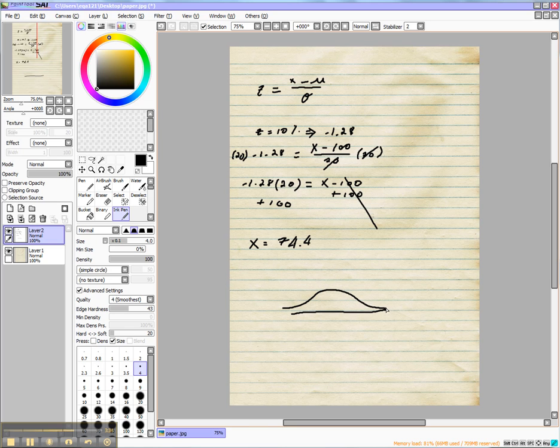This is our distribution. So this is our mu equal 100. So essentially, this is the 10% right here, yeah? This 10%. And that x value that separates everybody is 74.4. So that's it. That's all the question is asking.